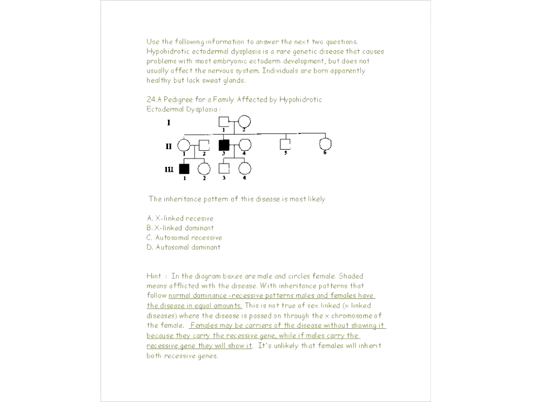And going on to the next one. Okay, the next question says, use the following info to answer the next 2 questions. Okay, so we've got the name of a, I'm not even going to say it here, it's a rare genetic disease that causes problems with most embryonic ectoderm development, does not usually affect the nervous system. Individuals are born apparently healthy but lack sweat glands. So we've got a pedigree chart like the ones we've seen before, and it asks us for the inheritance pattern.